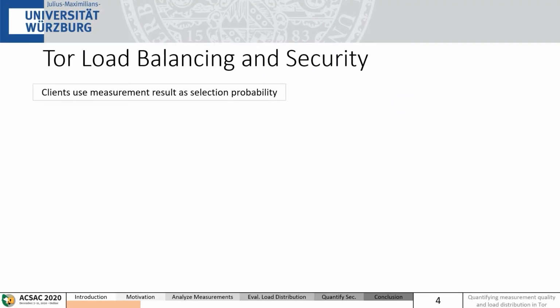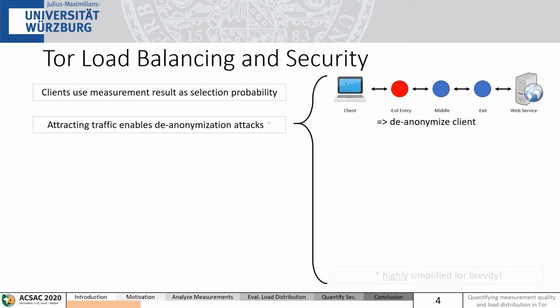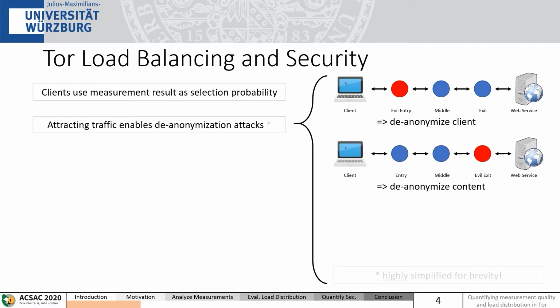And indeed, these measurements are crucial to the security of Tor. We already know that clients use these measurement results as selection probability. However, relays are able to perform de-anonymization attacks if they attract too much traffic. If a relay is the first hop in a circuit, it knows about the Tor user. If a relay is the second hop in a circuit, it may know about the content of the stream. If both the entry and the exit relay are controlled by an attacker, he can perform a powerful traffic correlation attack and know about both the client and the content of the stream.